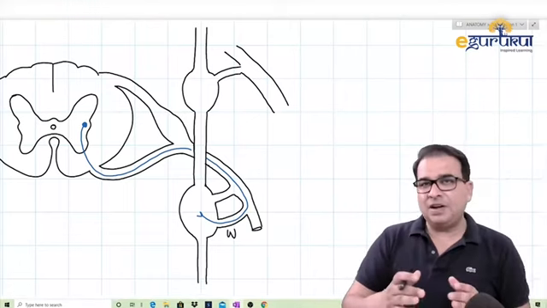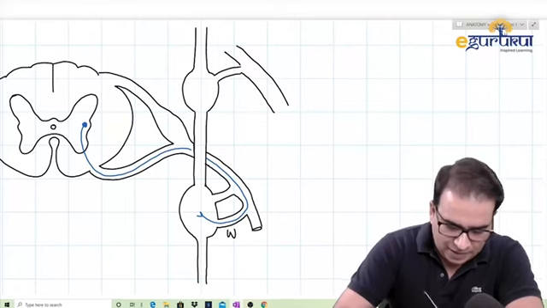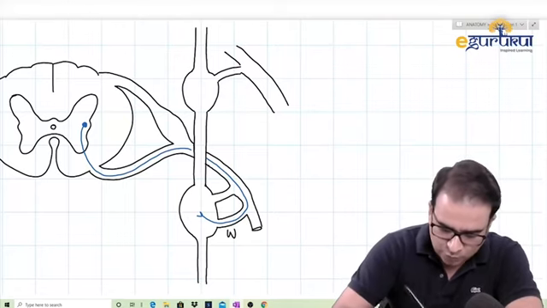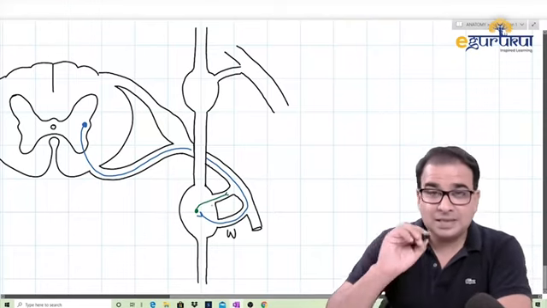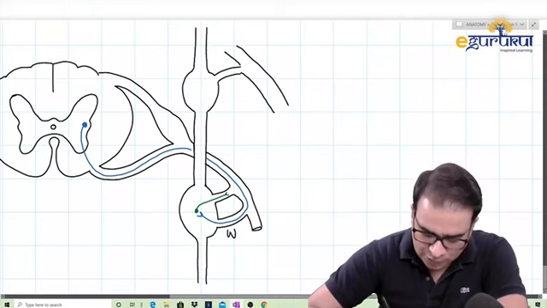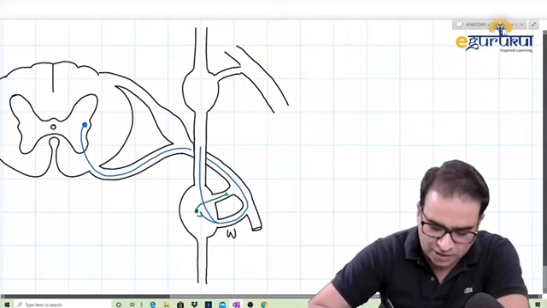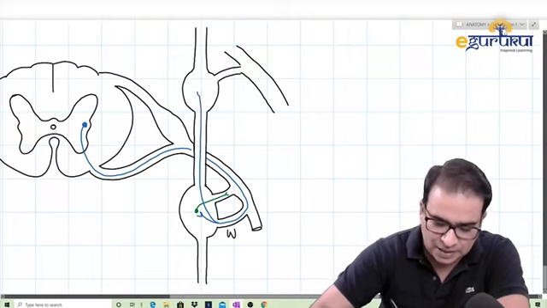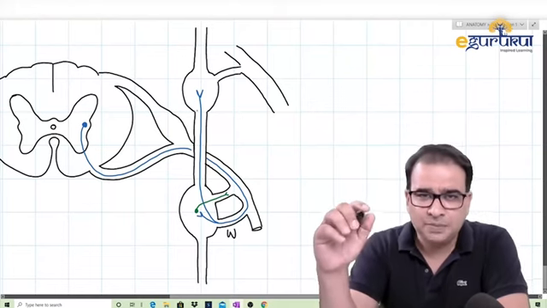One chance was that they will come out of the gray ramus communicans, and the post-ganglionic fibers will come out. Now that was one scenario. But as I said, there also is a chance that a few of these preganglionic sympathetic neurons, instead of relaying there, will continue their journey in the sympathetic chain and reach the ganglion which is above, let's say the superior cervical ganglion.